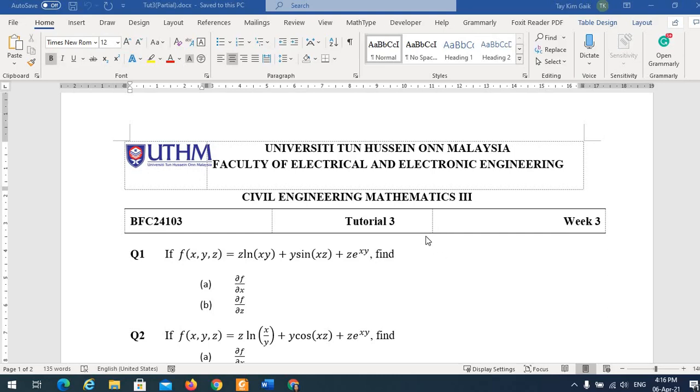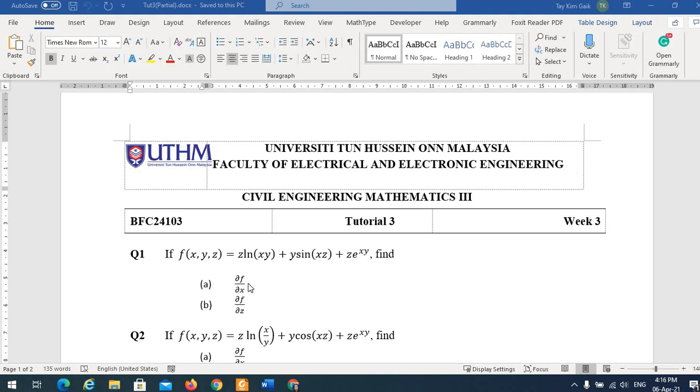So we're looking at the preparatory. This is a partial derivative. Question 1, you have a function of x, y, z and find del f, del x, and del f, del z.